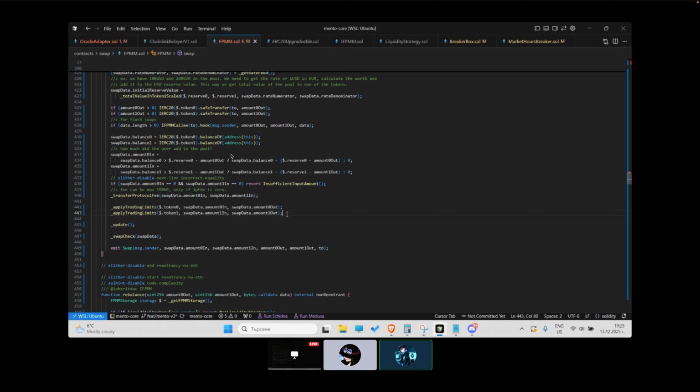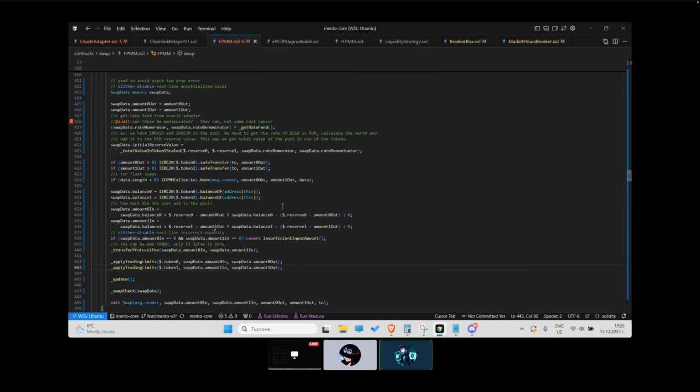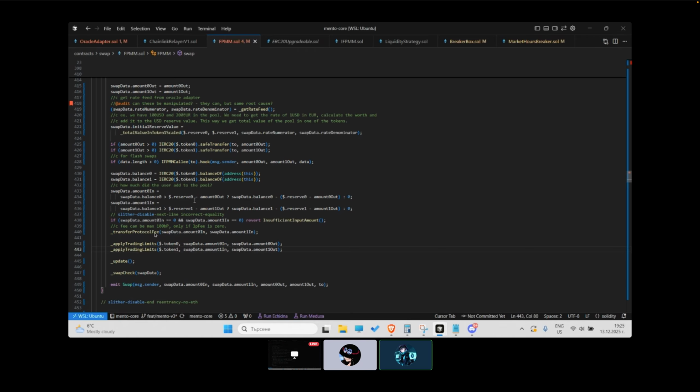Okay, so they get the amount zero of each token. They transfer the protocol fee and then they check the swap. Interesting. But before checking the swap, they update. Oh, so they update.